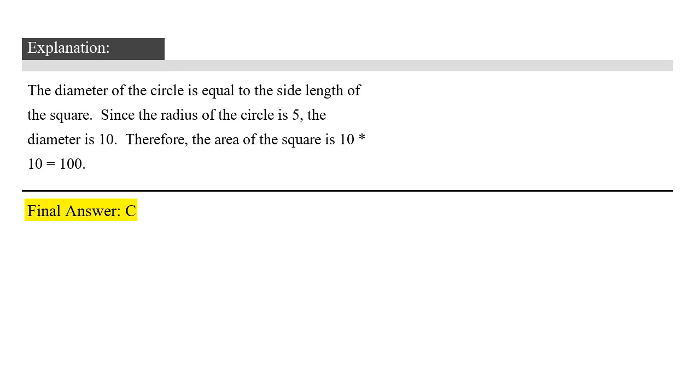The diameter of the circle is equal to the side length of the square. Since the radius of the circle is 5, the diameter is 10. Therefore, the area of the square is 10 times 10 equals 100.